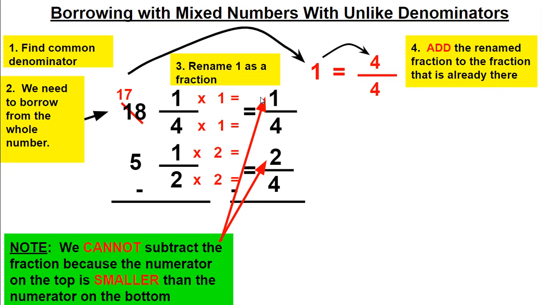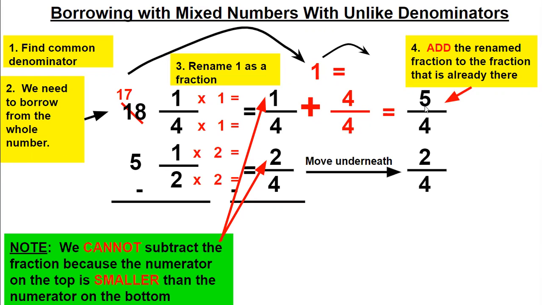Why? Because I still have a 1/4 here, don't I? So I have to add the 4/4 and the 1/4. I just can't forget that this is already here, right? I'm adding a 1, but I also have this. So let's add them together. 1/4 plus 4/4 is equal to 5/4. And yes, it's improper, but that's okay. That's what we want. And then I'm just going to move this 2/4 over. So I just moved it underneath the 5/4. And now I can subtract.